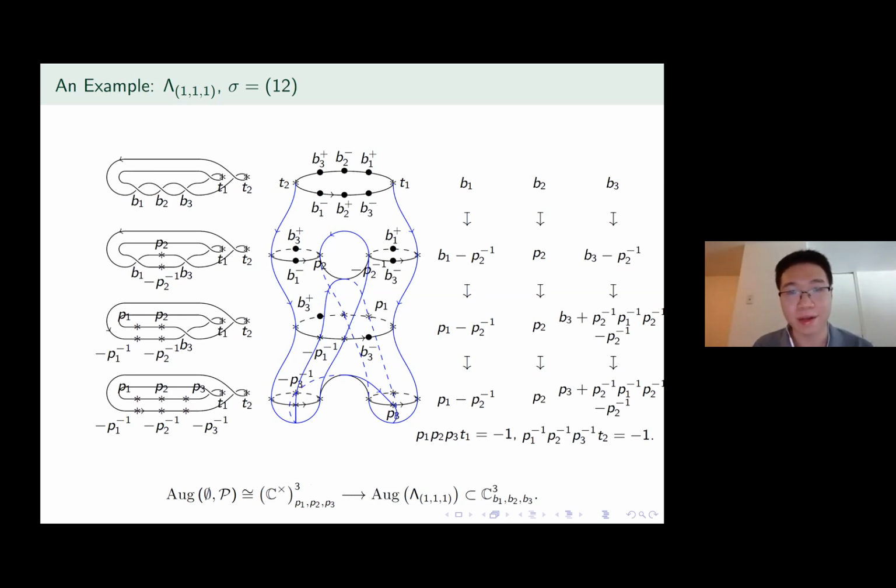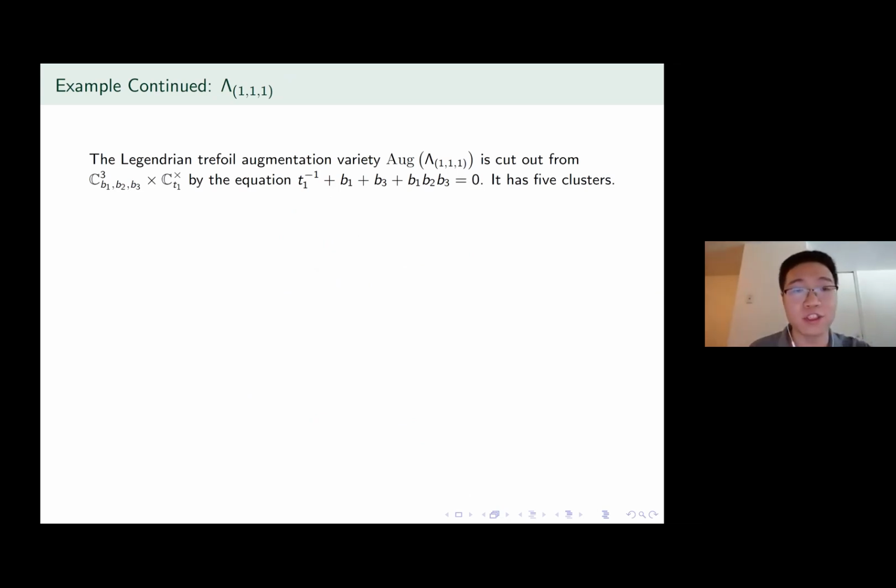Okay. Right. So the Lagrangian for the augmentation variety is cut out from this space by this equation. Right. So in the beginning we saw that there are 2 equations, but actually they are the same equation. Well, they give you the same locus if you ignore the T2. So you get this. There are 5 clusters. So let me start with the first one. So the first one, the one that we had in our earlier picture, is this one. So if you take the variables B2 and then minus B1, B2 minus 1, and then T1. So the blue one is the frozen one.